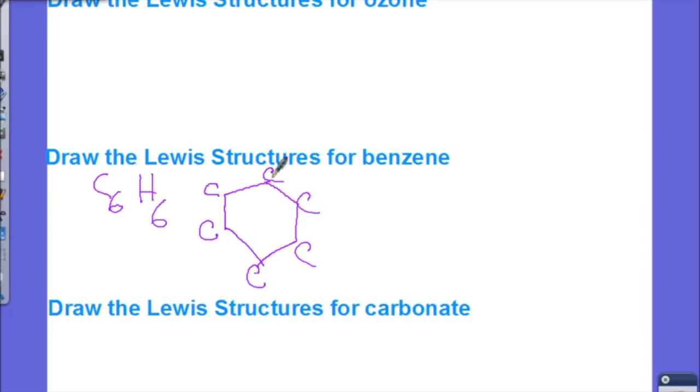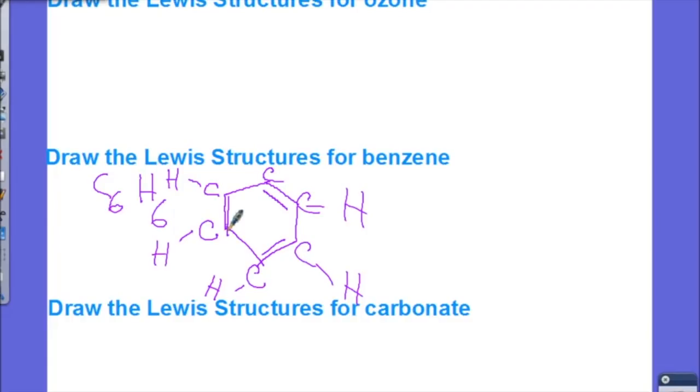Sometimes we don't even put the carbon. They just assume you know. And then each carbon will have a bond with hydrogen. Okay, you have 6 carbon and 6 hydrogen. Now, when you count the total number of valence electrons, you will find out you have a double bond here, a single bond, a double bond, a single bond, and a double bond, single bond.